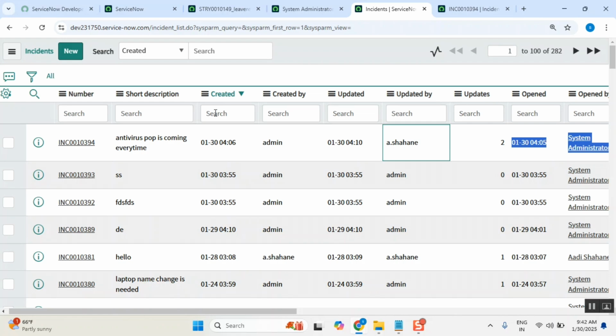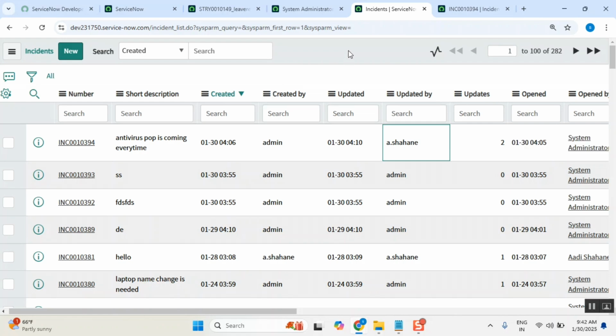No. No, sir. Looks like it. Then, if it is no, then what is the meaning of this one? What is the meaning of this one? Maybe when the form opened.